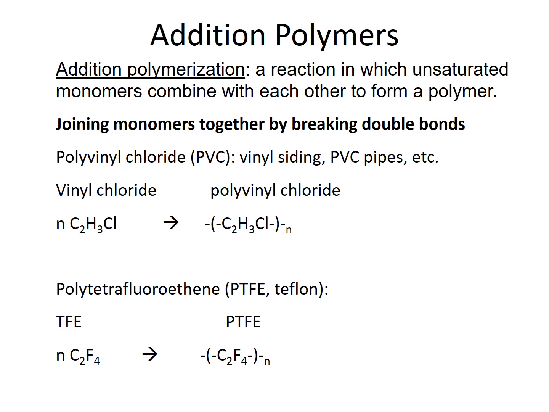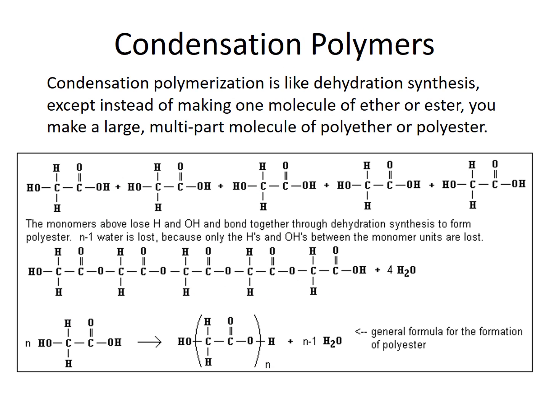An addition polymerization reaction is where you join a couple of monomers together by breaking double bonds. So this is how you make things like PVC, polyvinyl chloride, PTFE, which is used to make Teflon, a nonstick coating put into pans. A condensation polymerization reaction is kind of like dehydration. You remove water molecules, and this is how they make things like polyester and other synthetic cloth string-like materials.